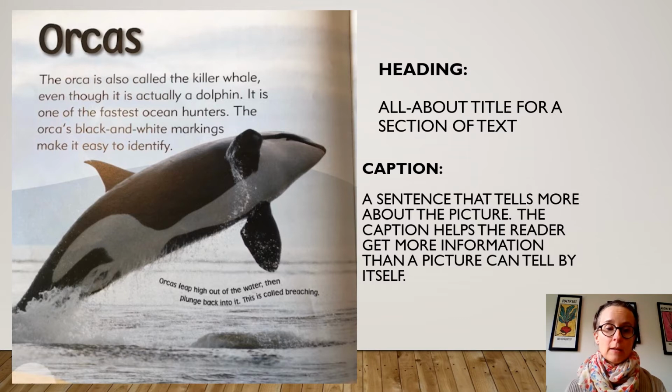I also notice that this page has a caption. Remember, a caption is a sentence that tells more about the picture.